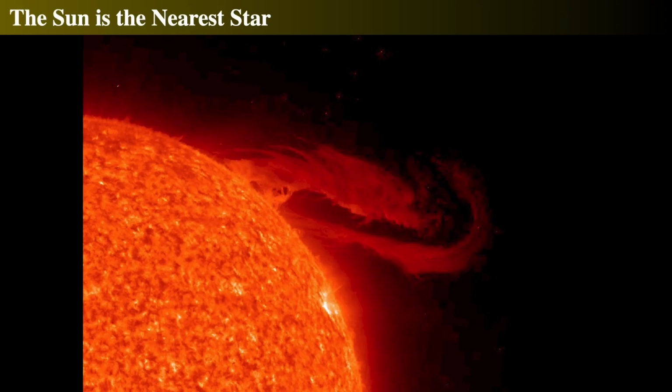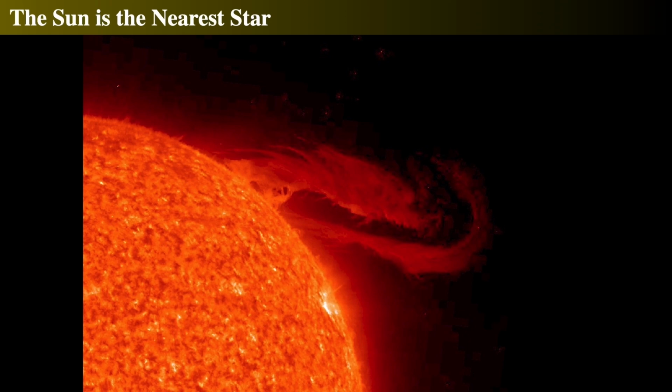So the sun is the nearest star. It's a really big object. It's the sun. It's huge. 1,000,000 Earths could fit inside it. 110 Earths can fit across it. And it's a big thing. It comprises 99% of all the mass in the solar system.